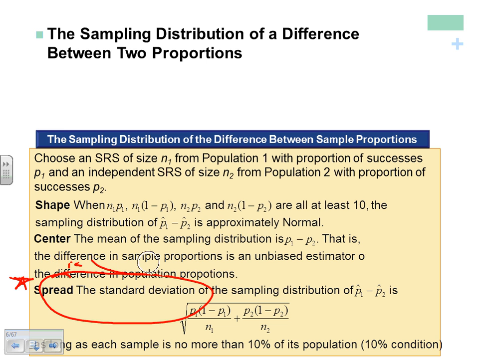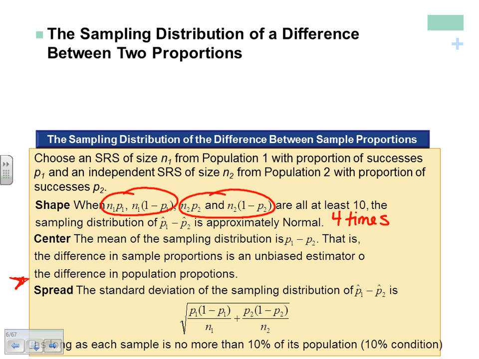Okay, so just in summary, you can read through. That's exactly what we just talked about. So don't forget, for the shape, you're going to have to make sure that the sampling distribution is approximately normal. So when you check the normality conditions, you're going to have to do it 4 times now. You're going to have to take n times p and n times 1 minus p for your first sample, and n times p and n times 1 minus p for your second sample. So you're going to have to do it 4 times. And all of those have to be at least 10.